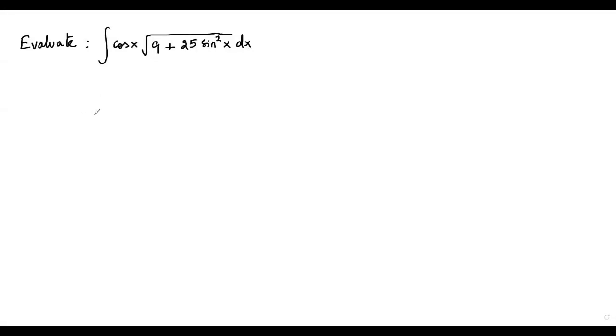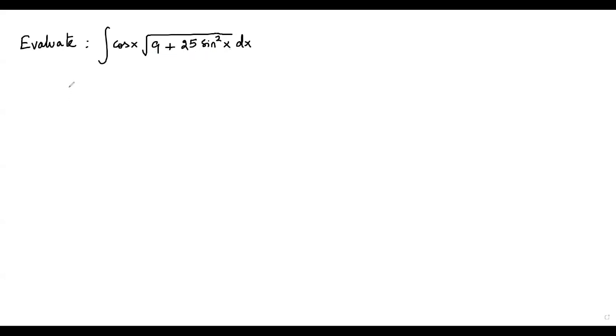Here we have a problem on integration. That is, we have to integrate the function cosine x times square root of 9 plus 25 times sine square x dx. Okay, here when I look at the function, particularly what we have inside the square root, that is 9 plus 25 times sine square x.